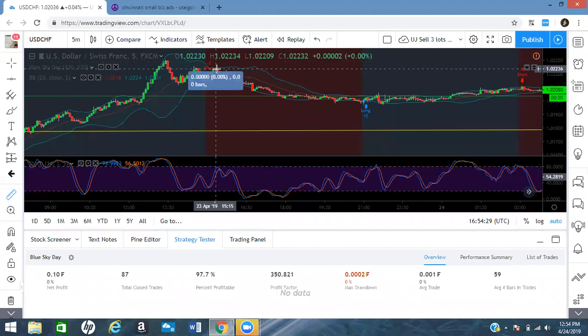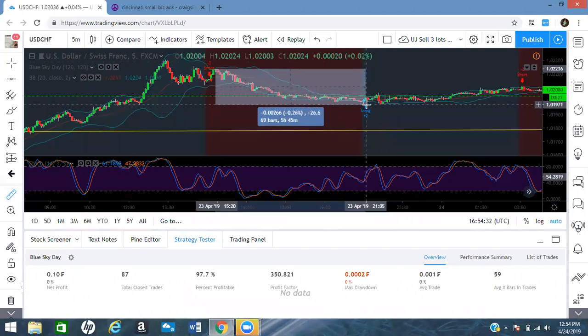which again would have been about 25 pips on that trade. Not a bad trade, guys. It's a very safe trade. We were at resistance, price action confirmation, stochastic crossover, and the indication from the blue sky day. So again, I'll give you that breakdown.